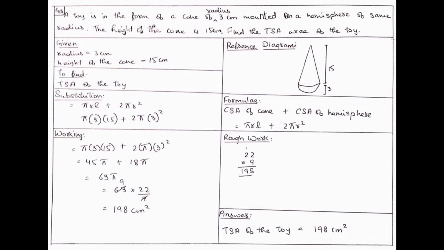You can see the reference diagram, and the formula is going to be CSA of cone plus CSA of hemisphere, which is pi r l plus 2 pi r square. I'll substitute for the radius and l, and for the other radius. Both radii are the same. So pi into 3 into 15 plus 2 into pi into 3 square. So I get 45 pi plus 18 pi, which gives 63 pi. So 63 into 22 by 7, 7 cancels 63 nine times, and we get 9 into 22, which is 198 centimeter square, the total surface area of the toy.